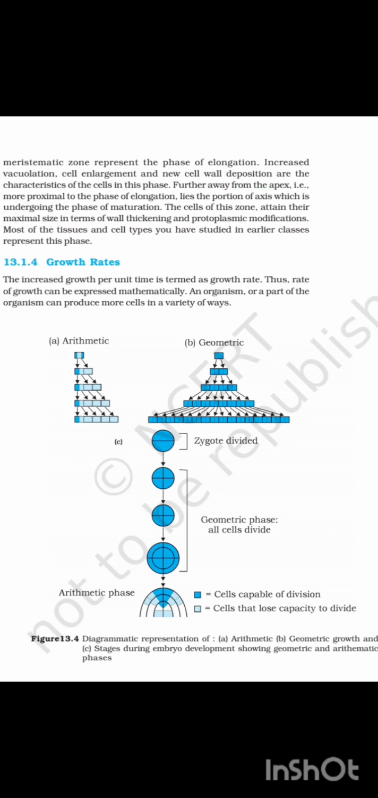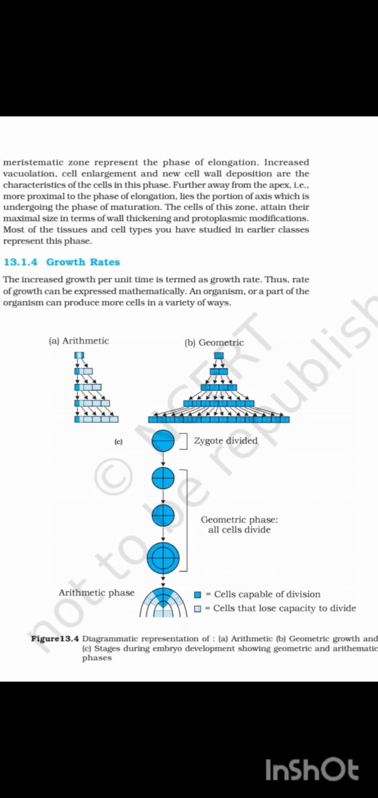Further away from the apex, more proximal to the phase of elongation, lies the portion of the axis which is undergoing the phase of maturation. The cells of this zone attain their maximal size in terms of wall thickening and protoplasmic modification. Most of the tissues and cell types you have studied in earlier classes represent this phase.